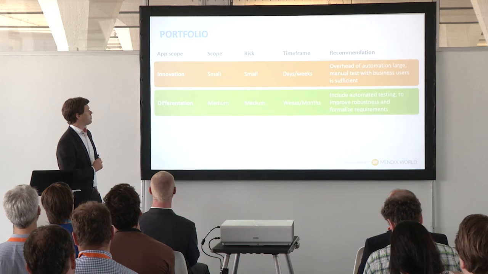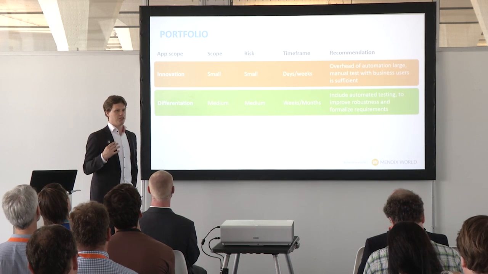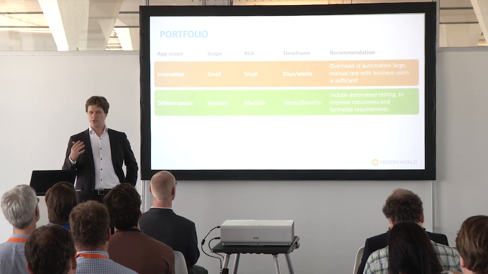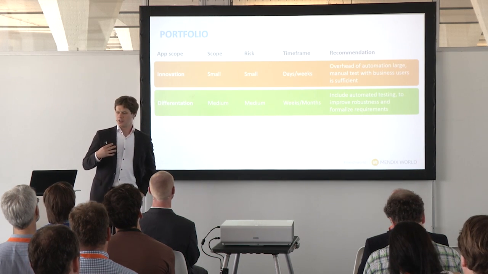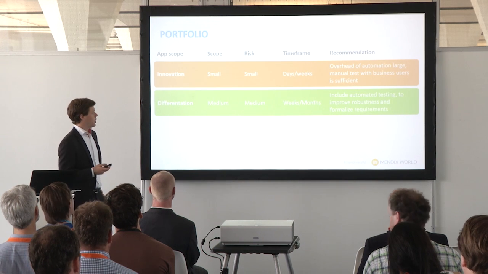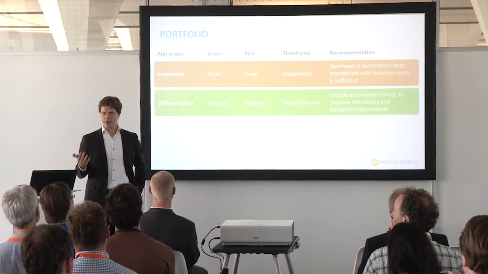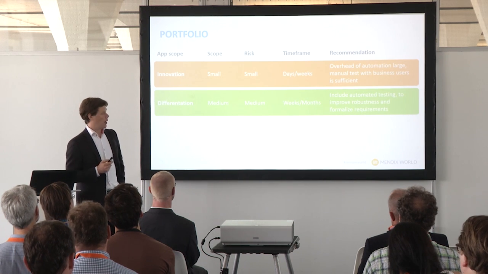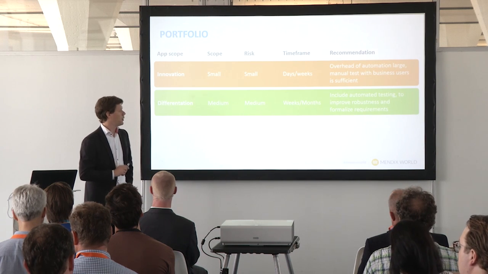The next category, systems of differentiation, are the systems that make your business unique. They make you what you are. They are important to you. They show your business value. And they are usually a lot bigger. They are bigger in scope. They are bigger in time frame to develop them. We're talking weeks, maybe months with Mendix if you have a really big one.